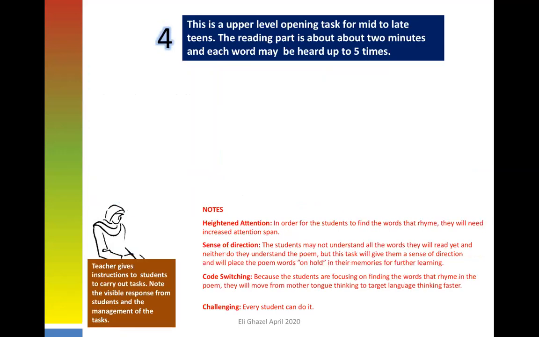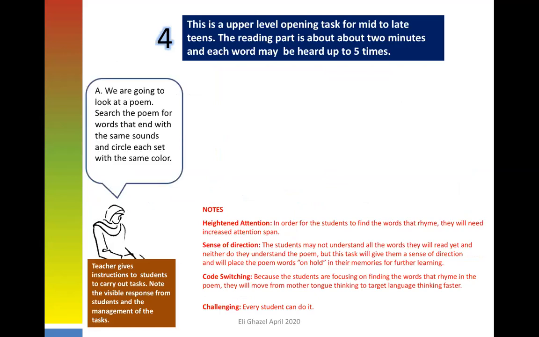Now, we're going to do a poem, because that's what you've been working on. The instructions are, search the poem for words that end with the same sounds and circle each set with the same colors. So notice now, again, it's been heightened to a level, and you assume that the students can find words that end with the same sound. Now notice I said end with the same sounds versus saying words that rhyme.